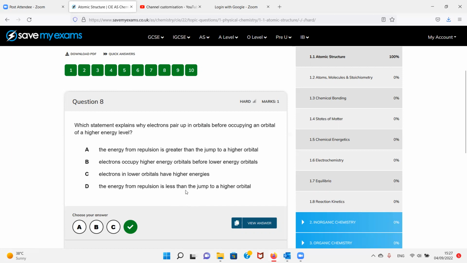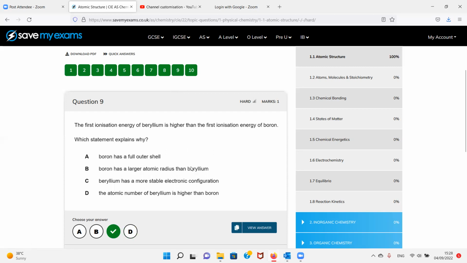So the energy to jump from one orbital to another is higher than the repulsion that's caused when the electrons are paired. And that's why the electrons would rather pair up than jump to a higher orbital. And therefore, the correct answer is D.